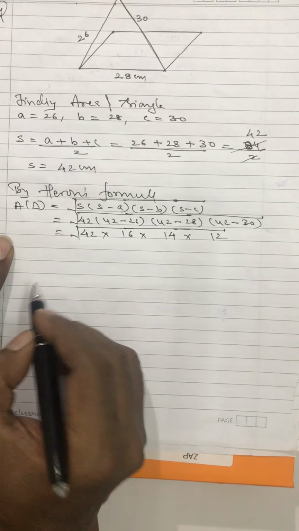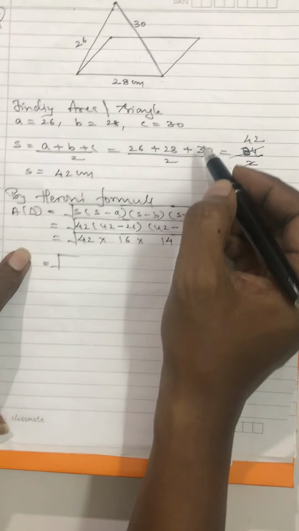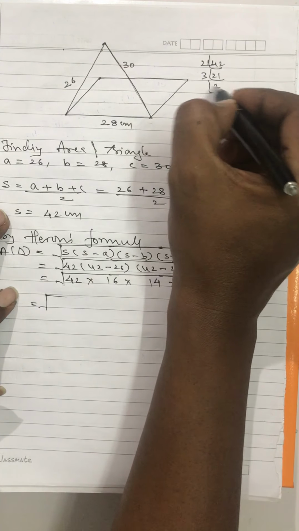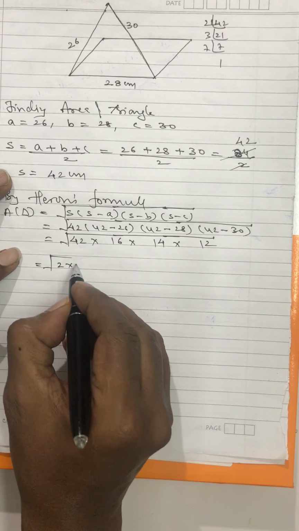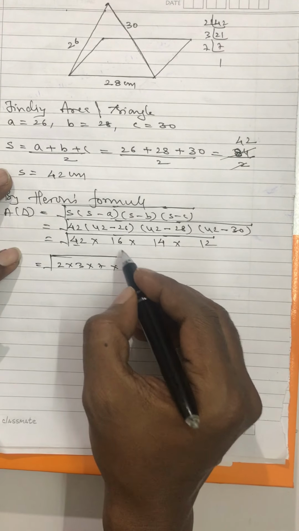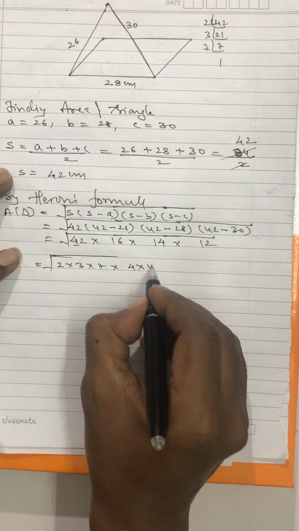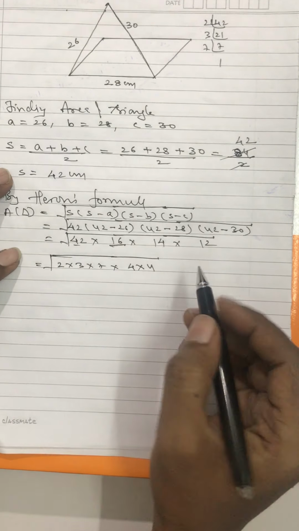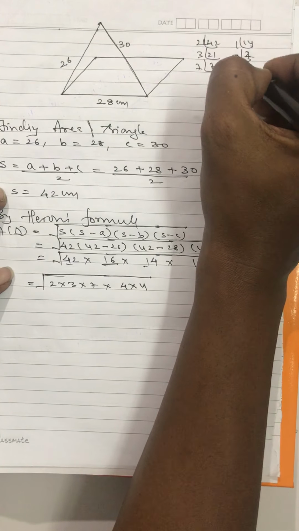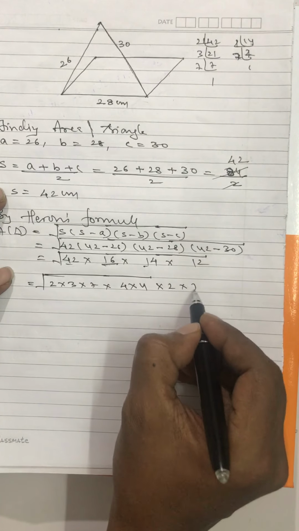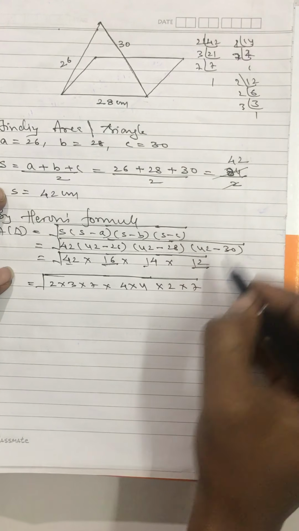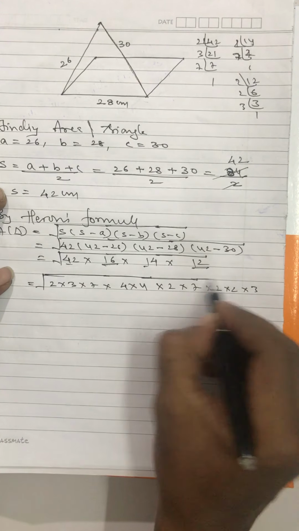Yes. So now if I factorize 42, it is 2 into 3 into 7. With this I have finished 42. 16 we don't really have to factorize, we can write it as 4 into 4. 14 we will get 2 into 7. For 12, we get 2 2s and 1 3.